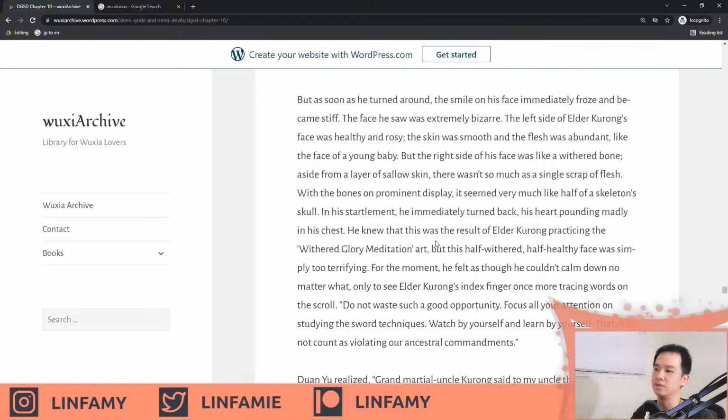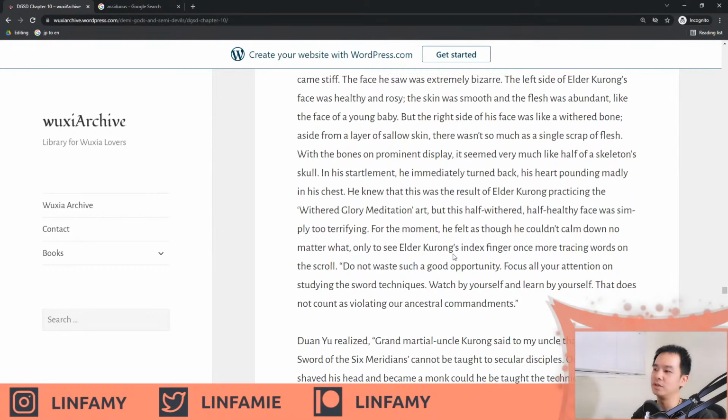He knew that this was the result of Elder Kurong practicing the withered glory meditation art. But this half-withered, half-healthy face was simply too terrifying. Oh, this face. He has a two-faced face. For the moment, he felt as though he couldn't calm down no matter what, only to see Elder Kurong's index finger once more tracing the words on the scroll.